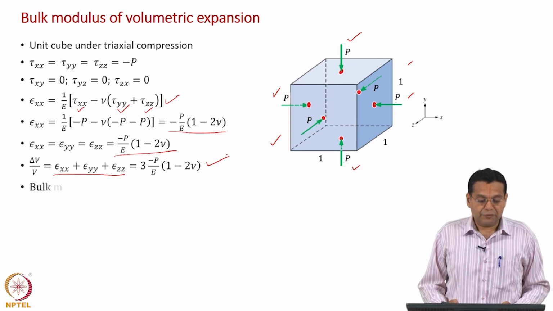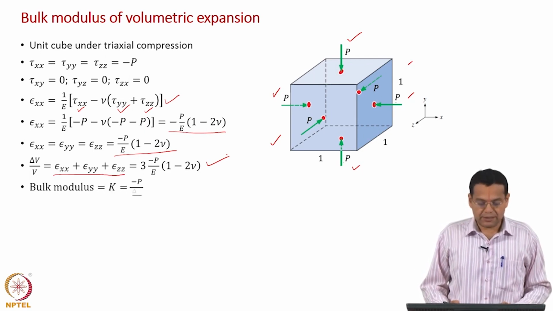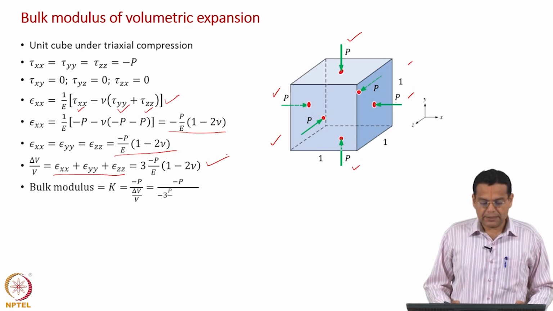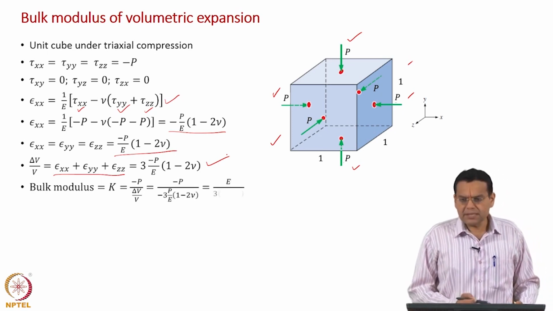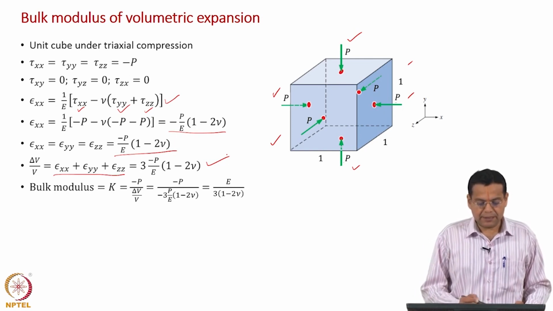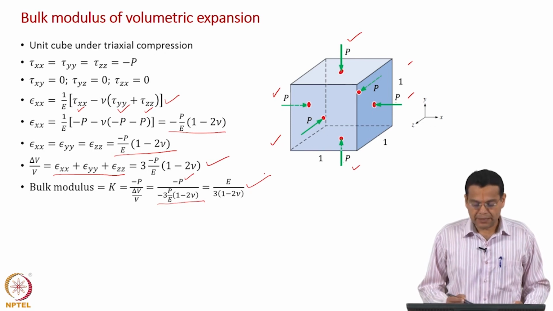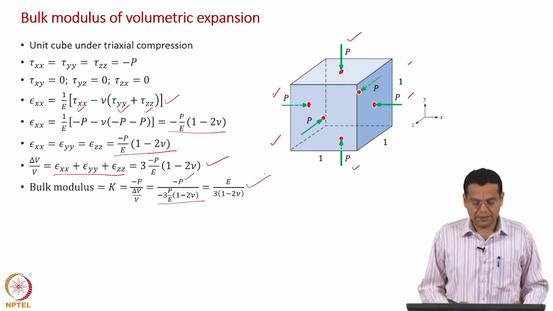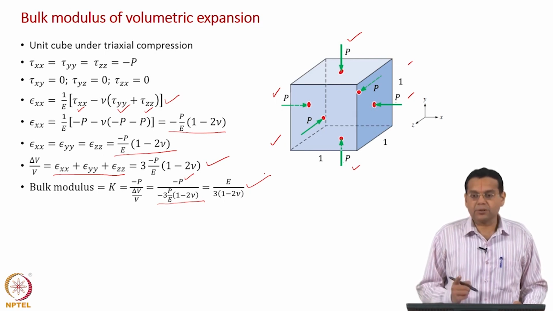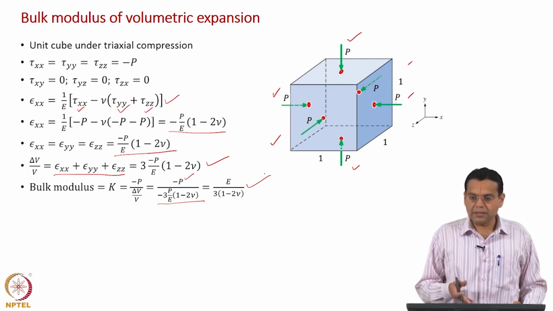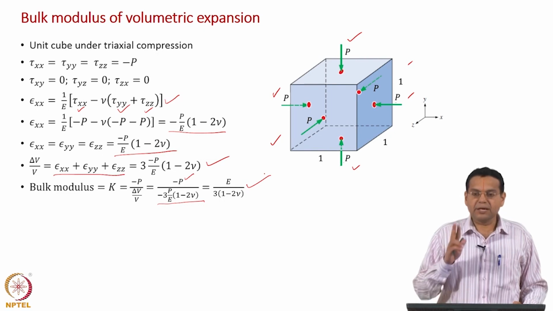Now, how do you define bulk modulus? Bulk modulus, denoted by capital K, is the applied stress, which is minus p, divided by the fractional change in volume. So, the applied stress is minus p and the fractional change in volume is minus 3 p by E into 1 minus 2 nu. If you simplify you get E by 3 into 1 minus 2 nu. That is the expression for bulk modulus. As I told you, it cannot be an independent property. The bulk modulus depends on E and nu. There can be only 2 independent properties.